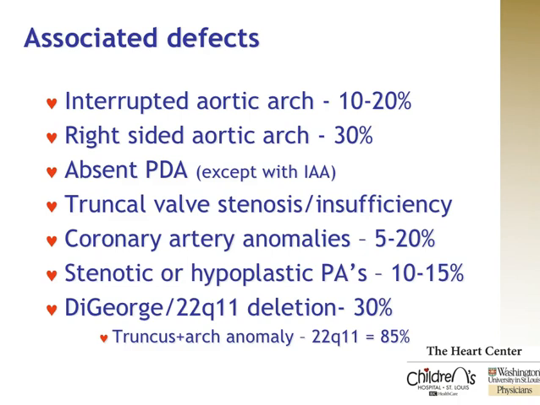Or the branching of the coronary arteries may be unusual, and that may have some influence on selecting a site for a ventriculotomy on the right ventricle where you may want to originate your RV to PA conduit. And then in a small percentage of patients, there may be stenosis or hypoplasia of the pulmonary arteries themselves. And then DiGeorge syndrome, or a 22q11 deletion, is seen in a third of patients with Truncus arteriosus. If we look specifically at the subset of patients with truncus and an arch anomaly, such as interrupted aortic arch, the incidence of DiGeorge syndrome goes up as high as 85%.